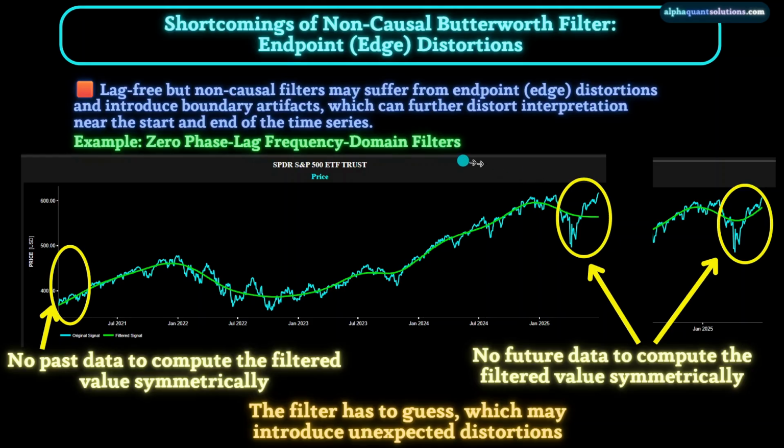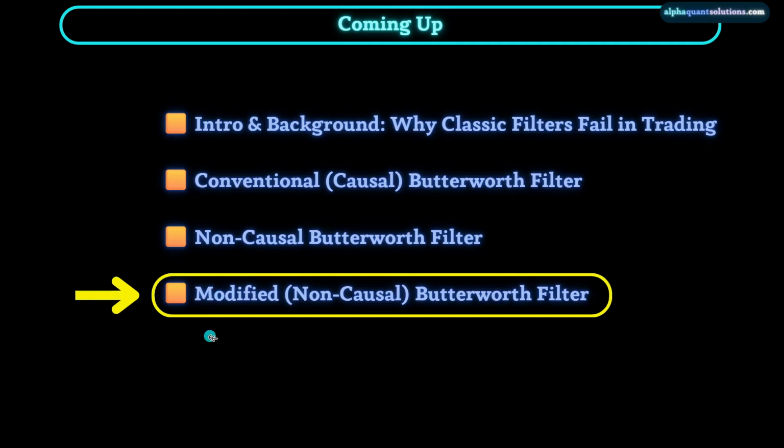So basically, this is what we call the endpoint or edge distortions at the end, in this case, of the time series. Now we will discuss our proposed modification for this non-causal Butterworth filter.